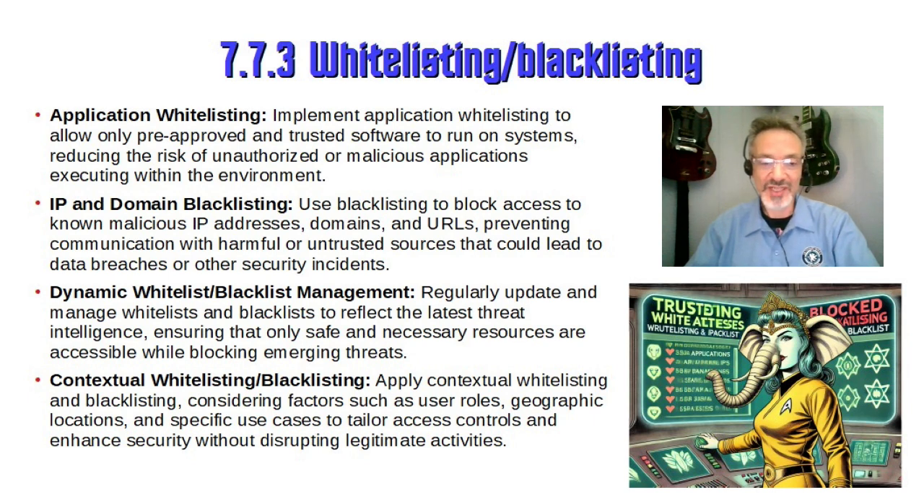We also have contextual whitelisting and blacklisting, which applies access controls based on specific factors like user roles, geographic locations, or business functions. This allows for more fine-tuned access, ensuring legitimate activities are not disrupted while malicious activities are blocked. Understanding the balance between whitelisting and blacklisting is important for the exam, and while they may seem like simple tools, these components of a broader security strategy can be very challenging. But they do work together with other defenses like firewalls, IDS, and IPS to ensure only authorized traffic and applications are allowed while threats are kept out.